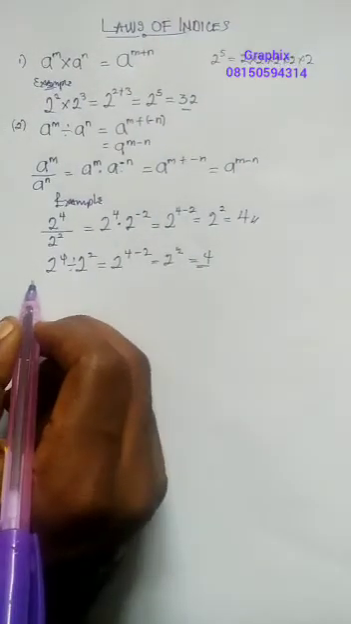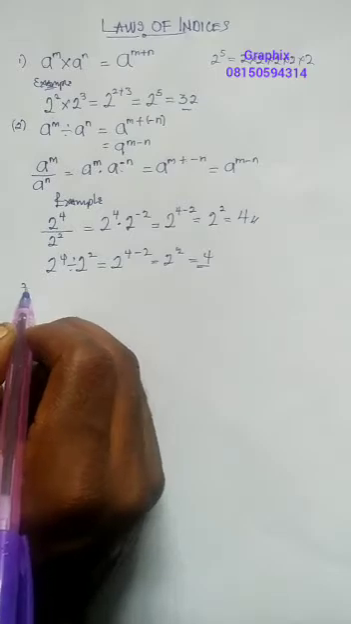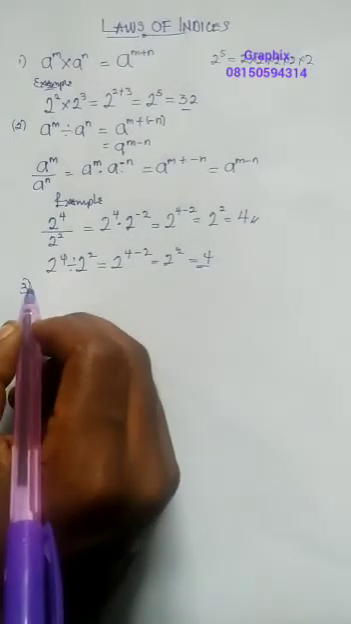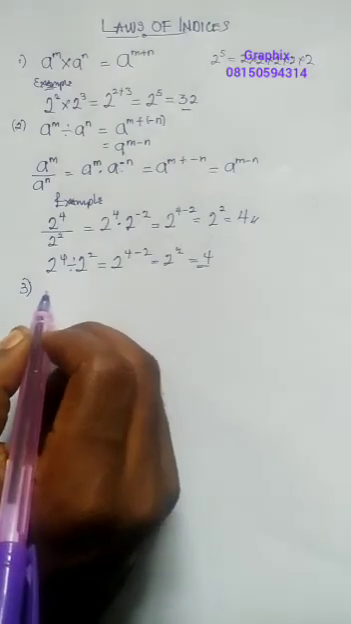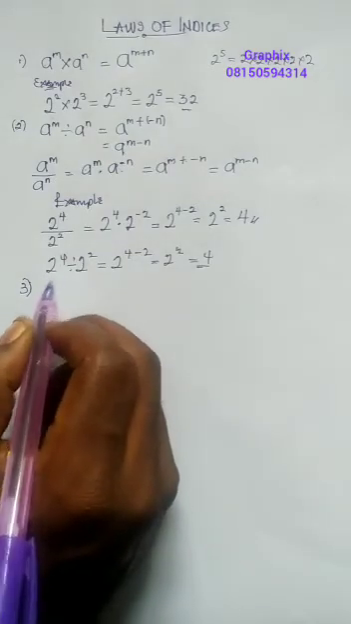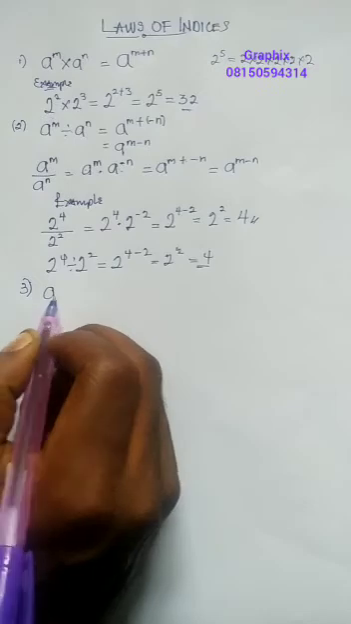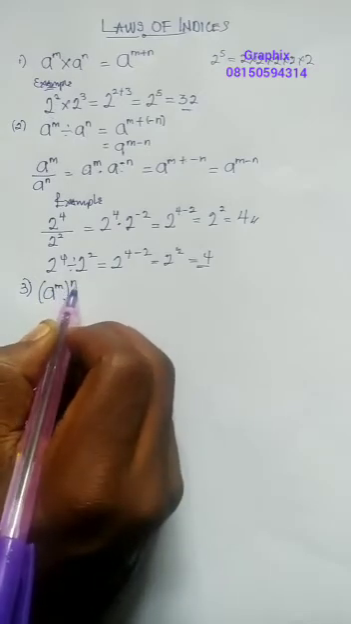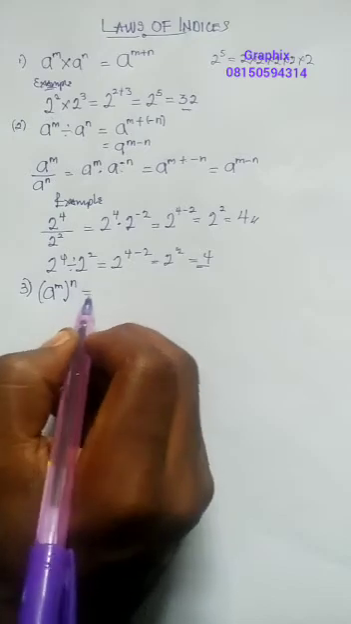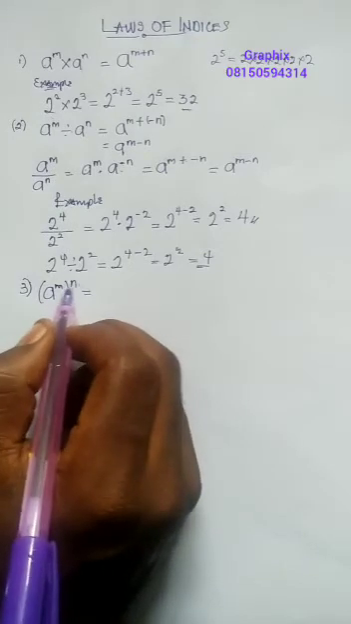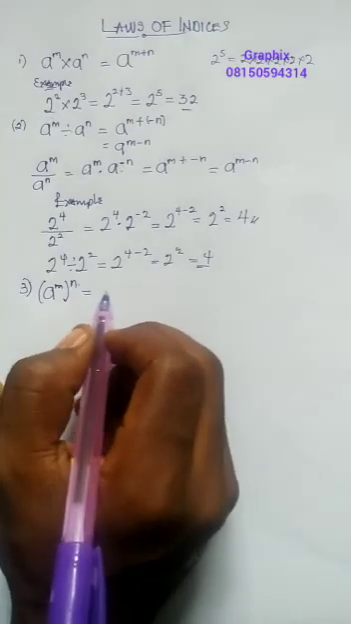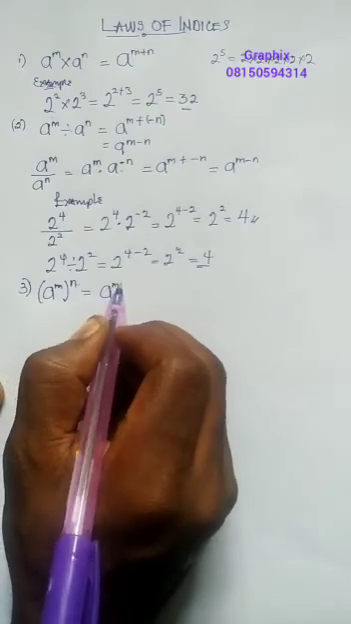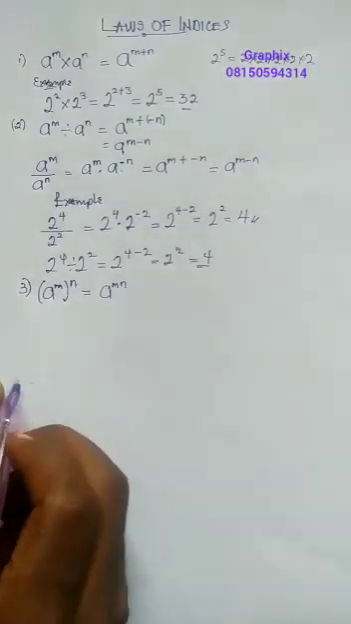So number 3, law 3. If I have a raised to the power of m, in brackets, n. Now what does it mean? It means that I'm going to multiply the two powers. So it will give me a raised to the power of mn, because they will multiply each other.